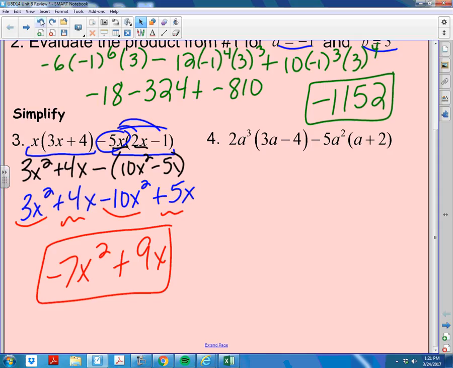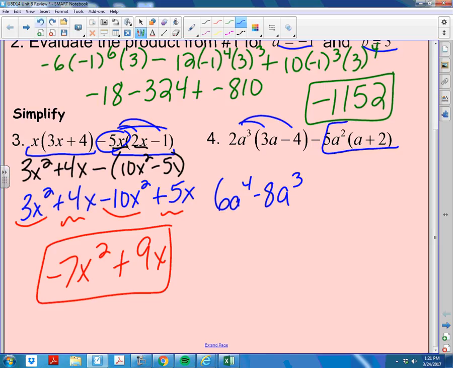Yes. So like on this number 4, you distribute here and here, which gives you 6a to the 4th minus 8a to the 3rd, right? Now, you can either do this and then subtract the whole thing, which means you have to distribute a subtraction sign, or what I would definitely do instead is simply distribute this to both of these, which makes it minus 5a to the 3rd minus 10a squared.